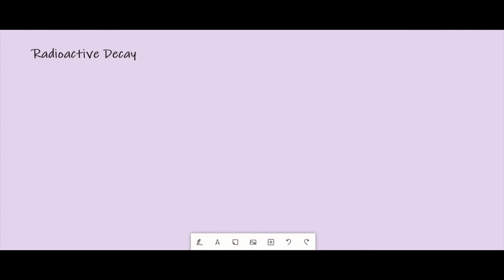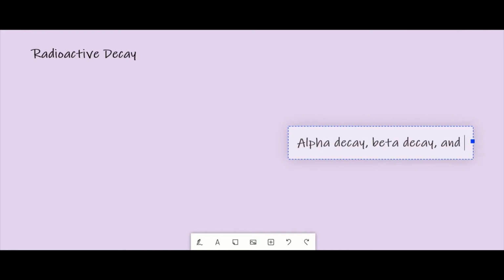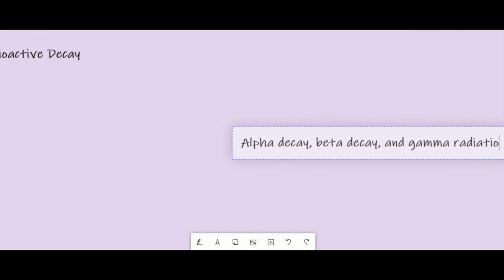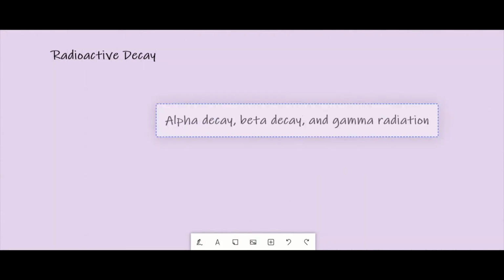In this lesson, we're going to talk about the three main types of radioactive decay, and those are alpha decay, beta decay, and gamma radiation. So let me write that right here: alpha decay, beta decay, and gamma radiation.